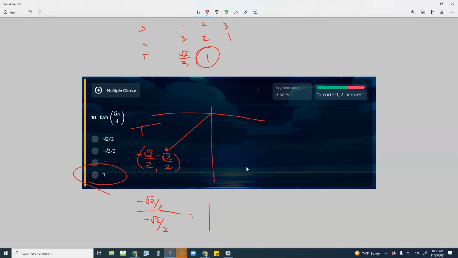Show me on your hands how many you got right. Was that a Woo! It was out of 10. I actually did like the first two. See, remembering his unit circle. Okay, put him down.